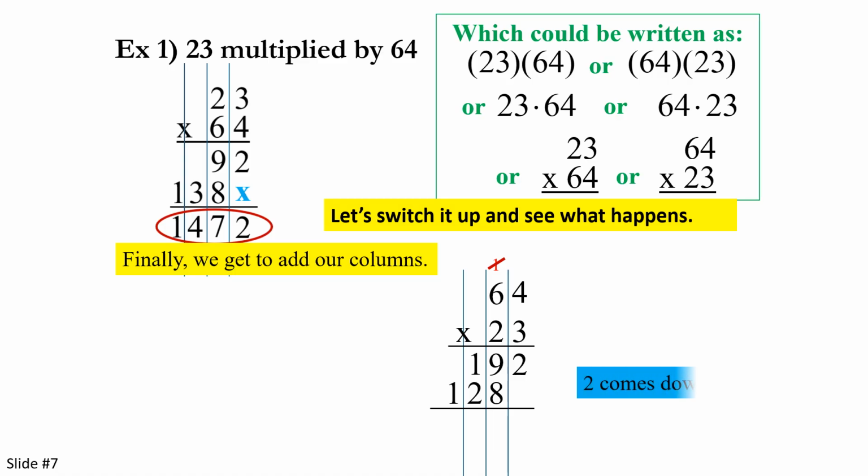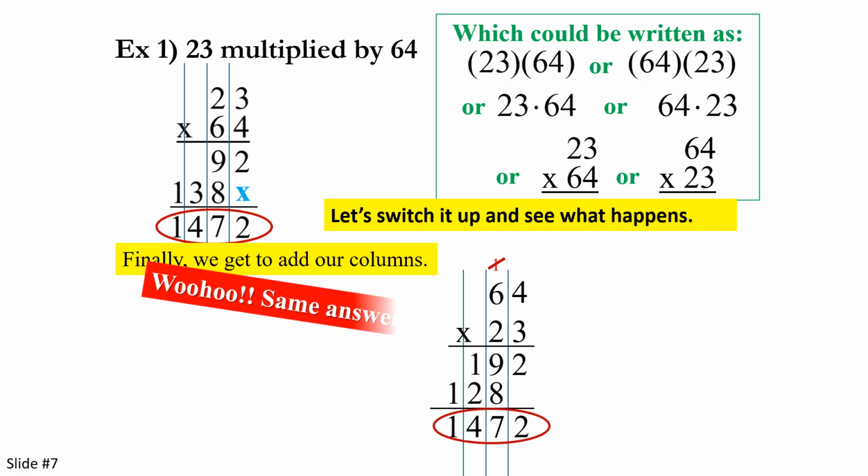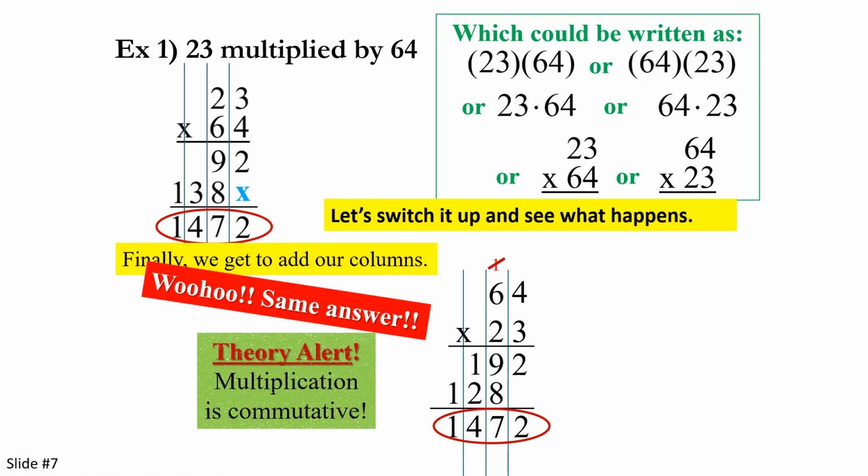Placeholder's not really there. The 2 comes down. 9 plus 8 is 17. We write down the 7, carry the 1. 1 plus 2 plus 1 is 4. And the 1 comes down. Woohoo! Same answer. So it didn't matter which way we wrote it, 23 on top or 64 on top.